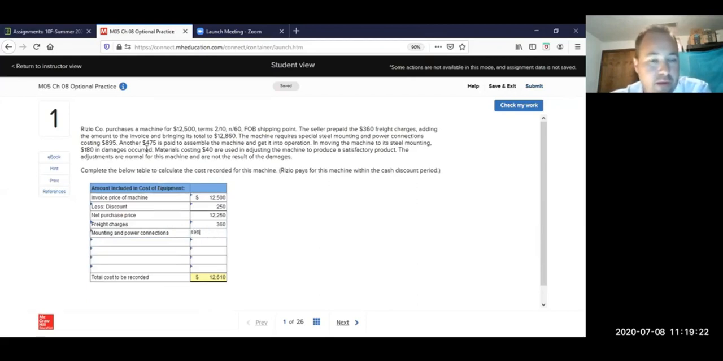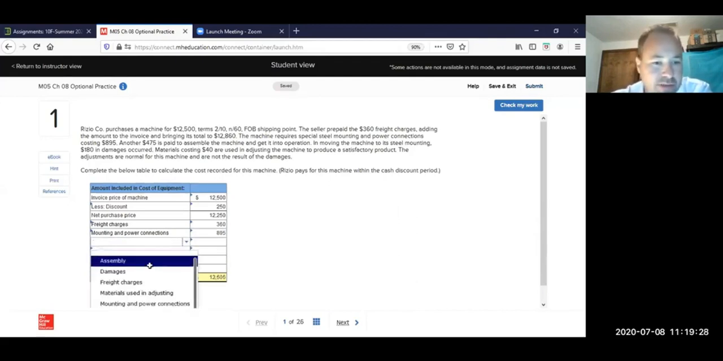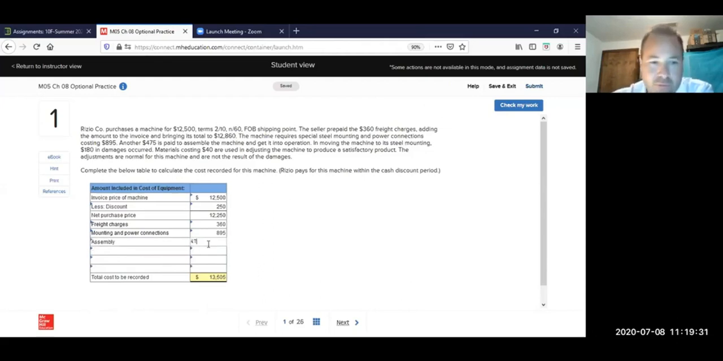$895. Another $475 is paid to assemble. Oh yeah, we've got to put in assembly, any installation cost of $475. And moving the machine, $180 of damages. That's not part of getting it ready. Damages are separate; that's a separate expense. That's not something we would normally expect, so we don't put the $180 in damages.